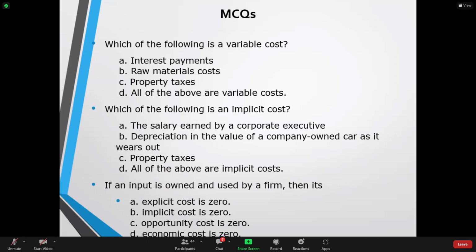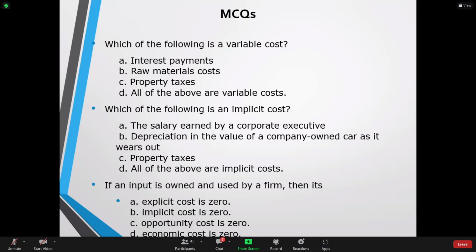So whether production takes place or not, this month we have production or no production, we still have to pay the rent. Similarly, the taxes. You can't tell the government, I don't have business this month, I can't pay the tax. No, I have to pay the tax. So it's not dependent on the production. So how come all of the above are variable? That's a wrong answer, right? So correct answer is B, isn't it?